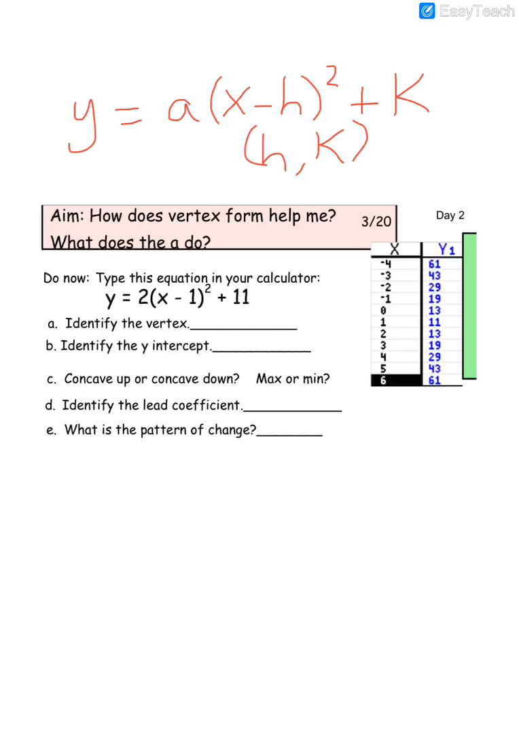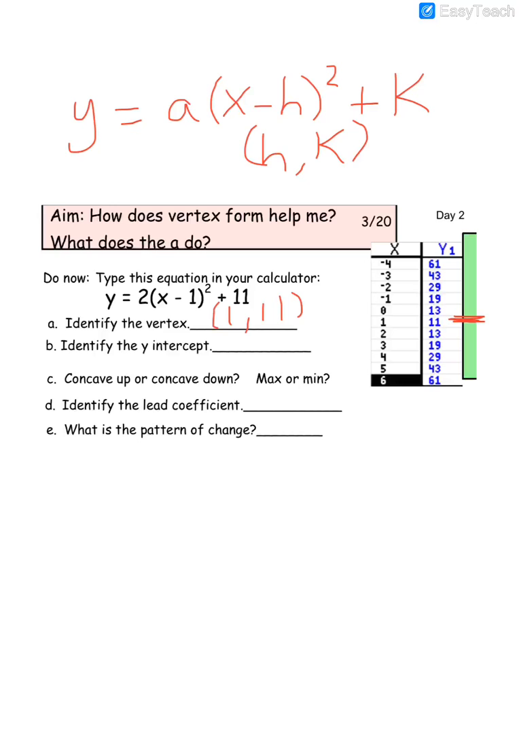So even if I wasn't looking at my table, which I can certainly look at my table and figure this out, if you look at your table, can you figure out who the vertex is based on this? Do you see a repetition over there? So hopefully you recognize that the vertex is 1 comma 11. And you can see that here on the table where it shows change in pattern in there.